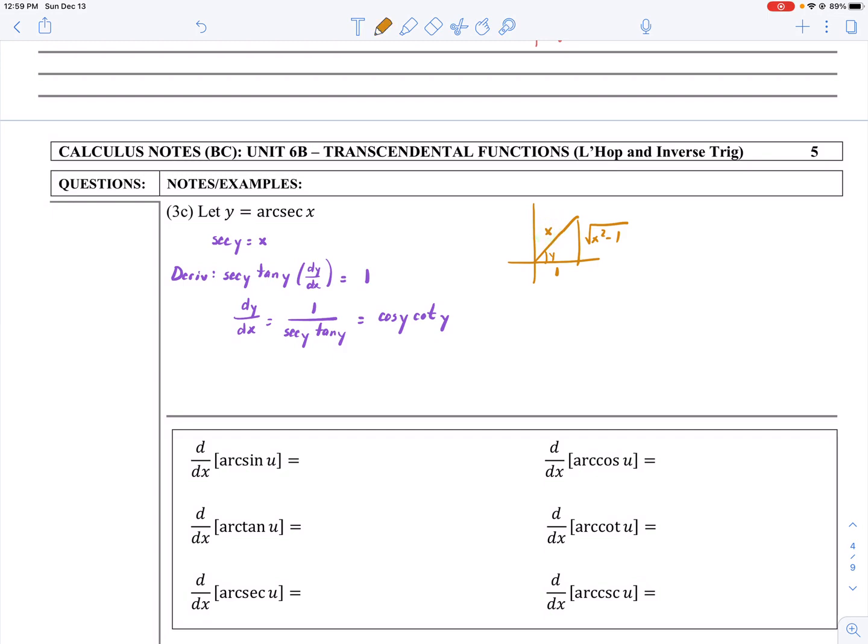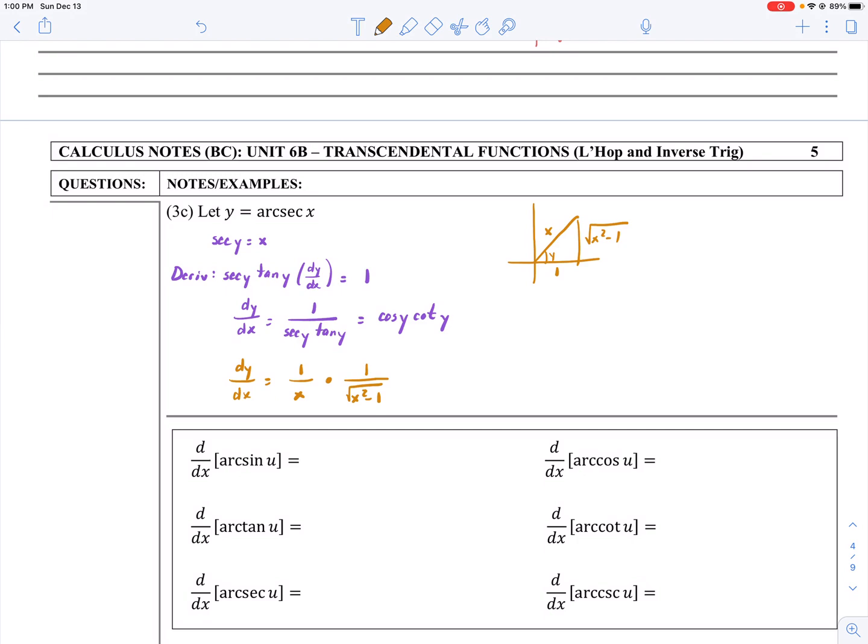So let's go ahead and set this up. Cosine of y, I've got dy dx. So the cosine is going to be 1 over x. Right? And then the cotangent is going to be 1 over the square root of x squared minus 1. That's your cotangent. It's the adjacent over the opposite.